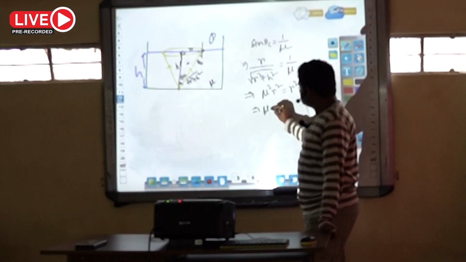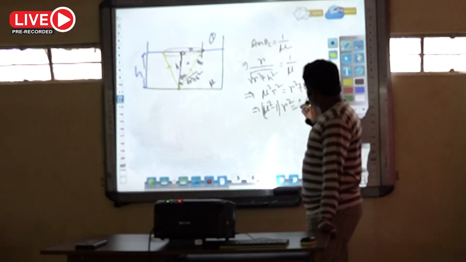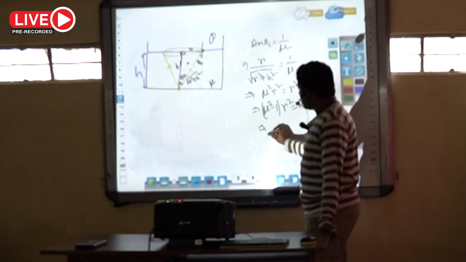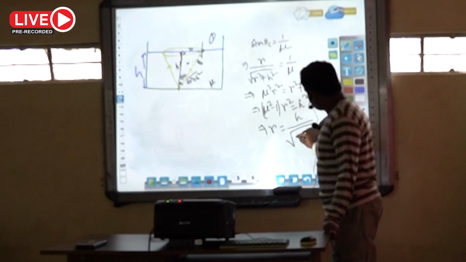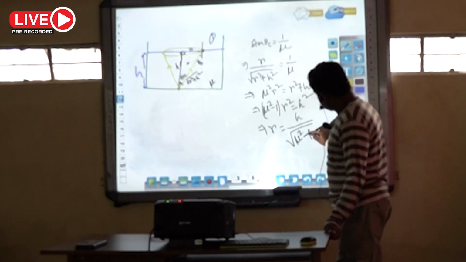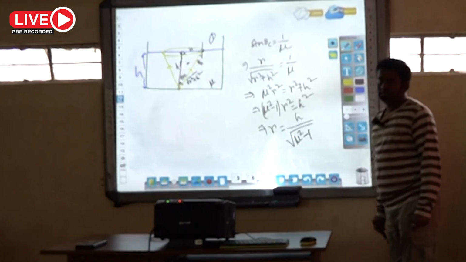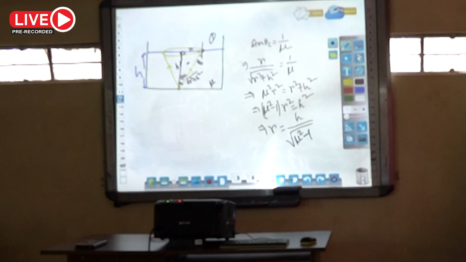So take this R square on that side, so it will be taken common. R square equal to H square. So R will become H by root over of mu square minus 1. This is the answer of the radius of the circular patch. Sometimes it is said that calculate the area of that circular patch. Just calculate pi r square after this calculation.